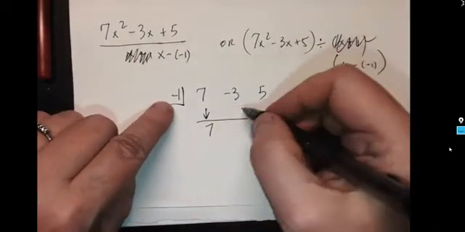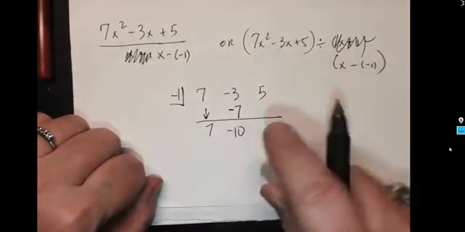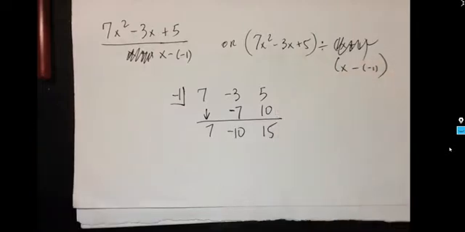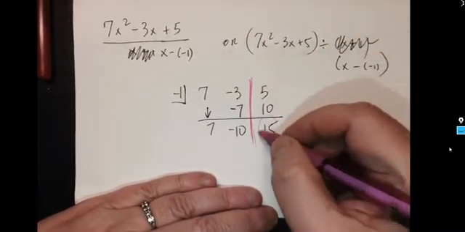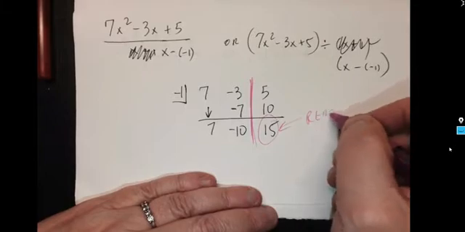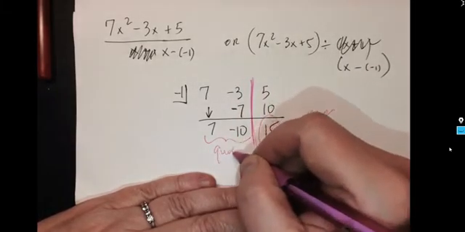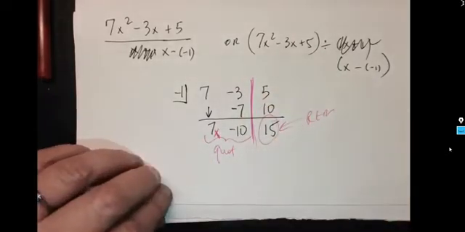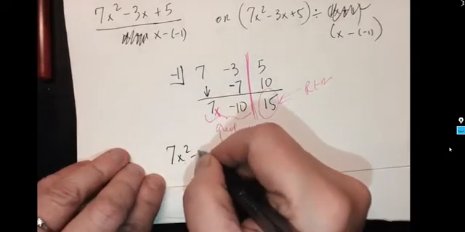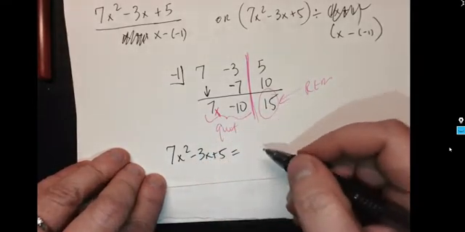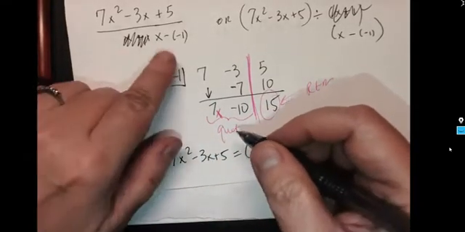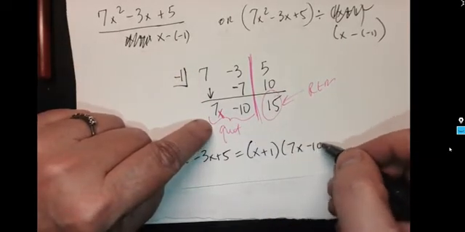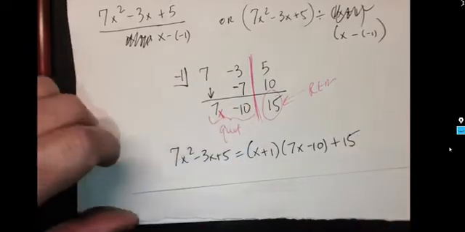So 7 times the number in the box. Then we add. Negative 10 times the number in the box. And then we add. Now I'm done. That's my remainder. And those are the coefficients of my quotient. Starting here, that's my constant, and that's my coefficient for x. So my dividend is equal to the divisor, x minus negative 1, which is x plus 1, times the quotient, plus the remainder. Okay.